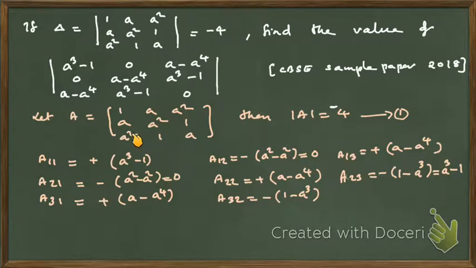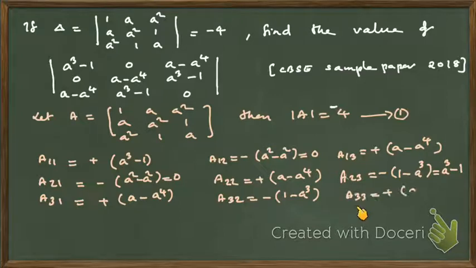This is the element, so delete that row, which means the third row, and the second column. You will see 4 different elements: 1, a square, a, 1. Cross multiply 1 into 1 is 1, and a into a square is a cubed. 1 minus a cubed. You can take the minus sign inside, it will become a cubed minus 1.